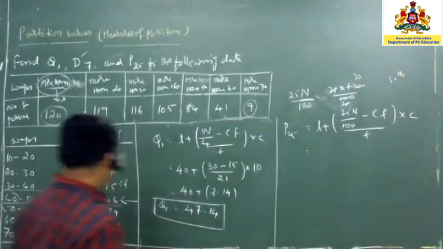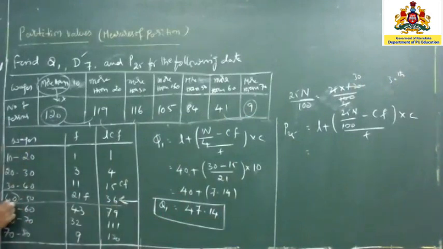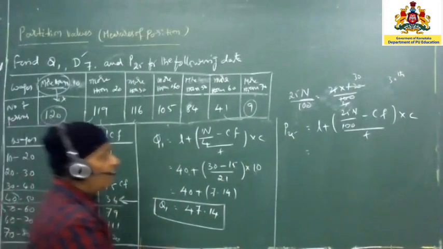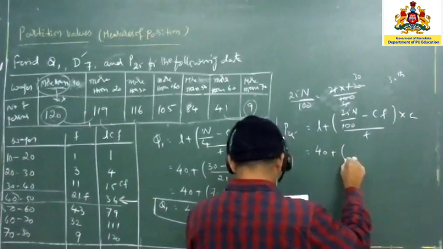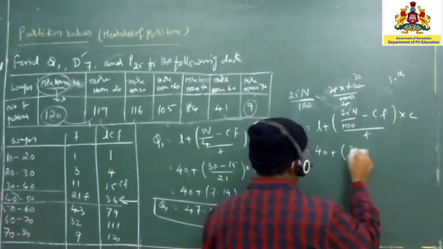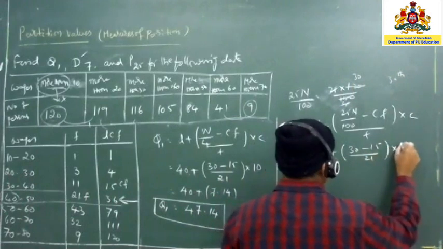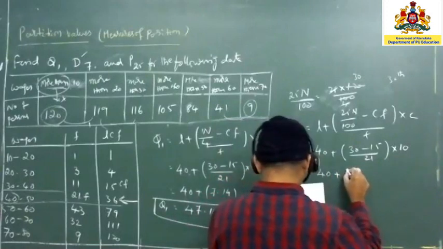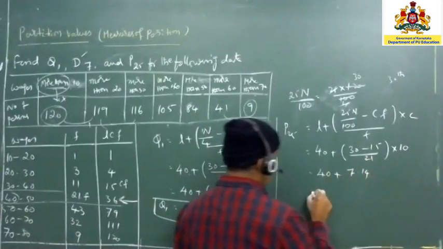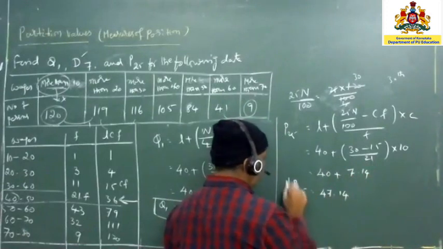30th in the sense, again it is coming in the same range only. So in the same range, L is going to be 40, F is going to be 21 and CF is going to be 15. Look here. So this is going to be 40 plus (30 minus 15) divided by 21 into C, which is 10. So how much will you get? This is nothing but 7.14 plus 40, that is 47.14. So this is going to be P25.